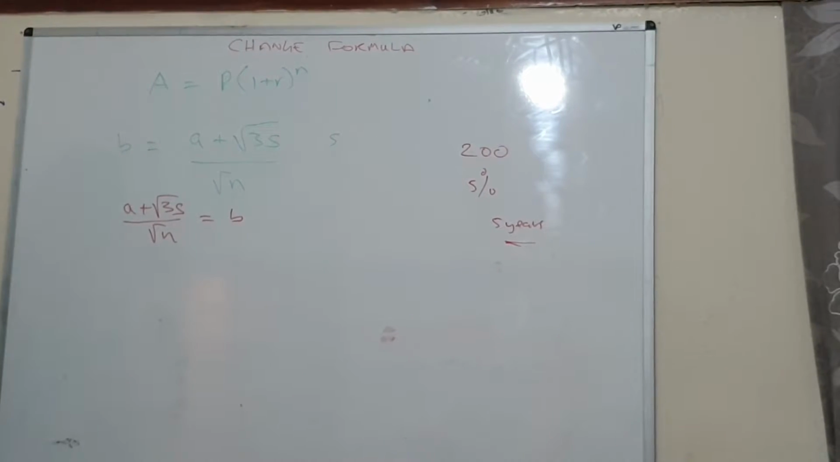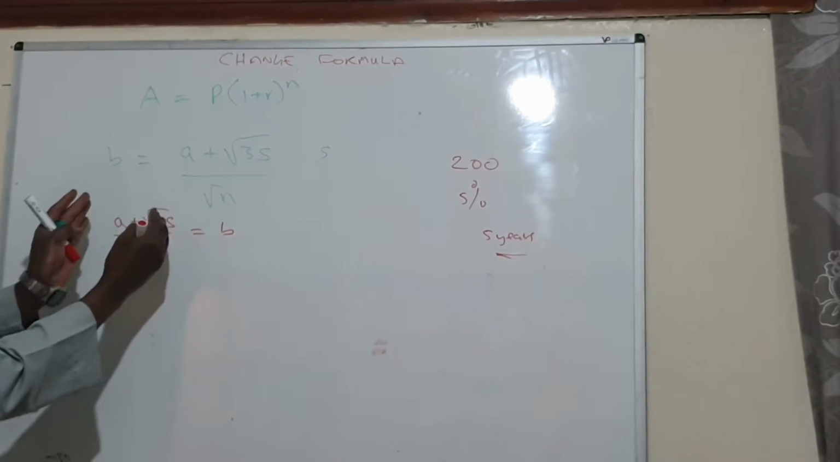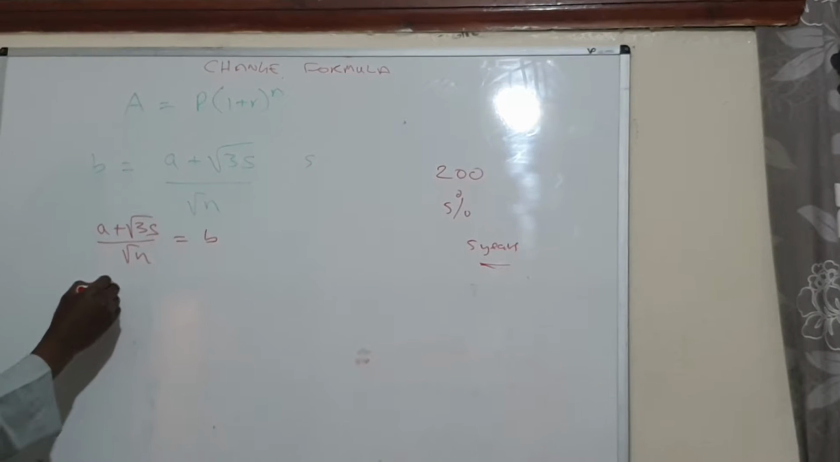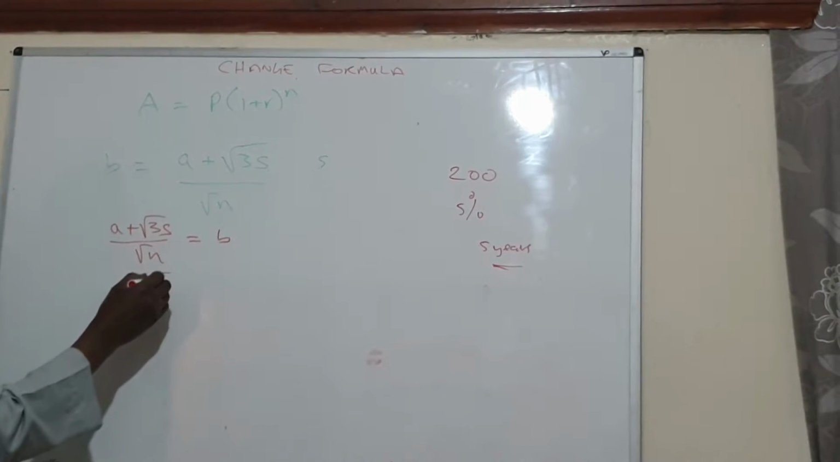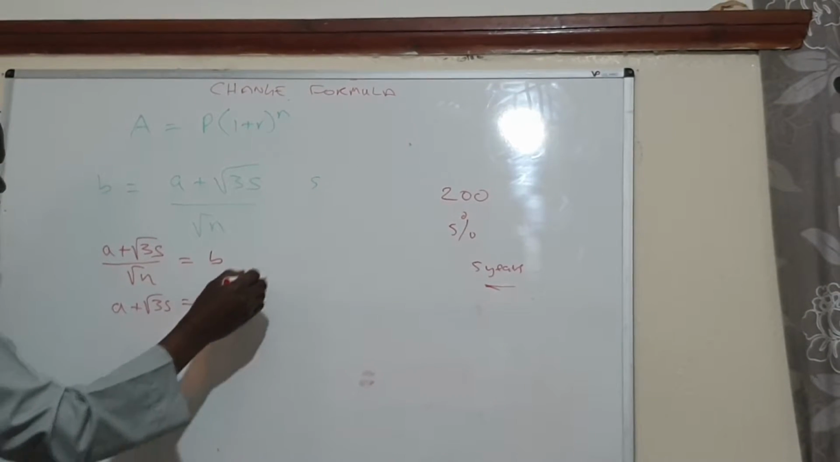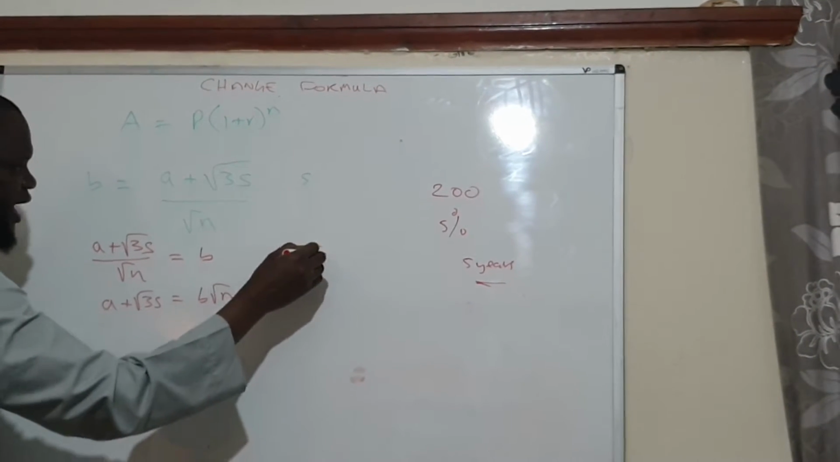First, we cross multiply so that we have what we are looking for only on this side. So when we cross multiply, we are going to get A plus root of 3S is equal to B root n, meaning B times root of n.